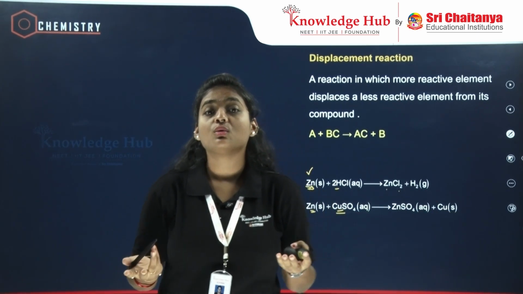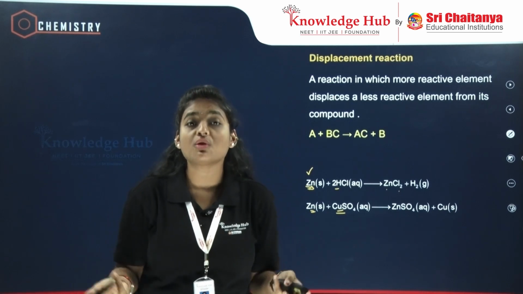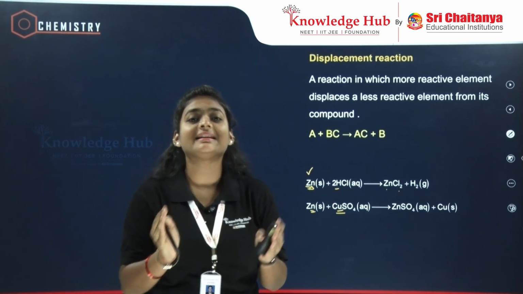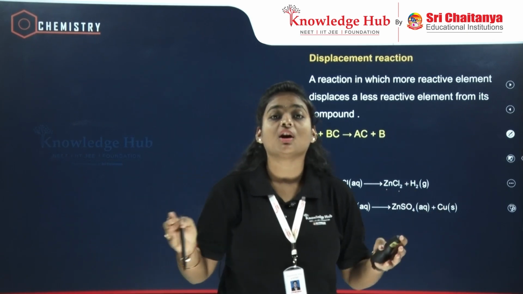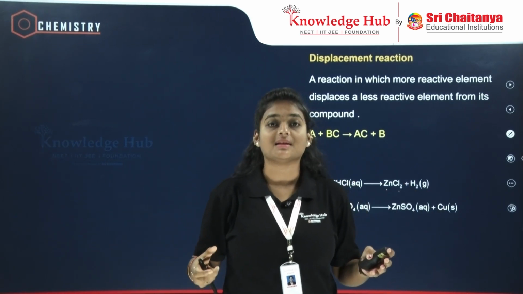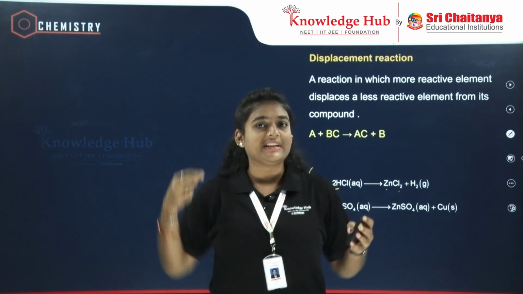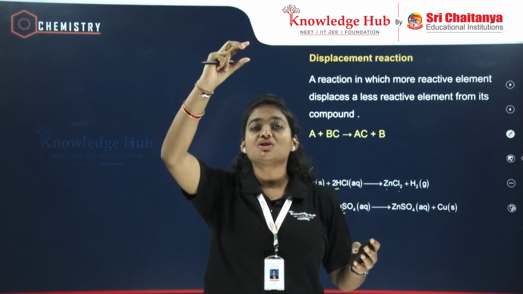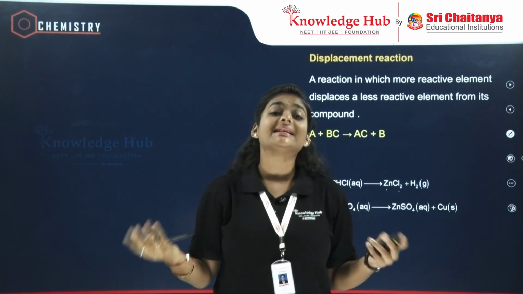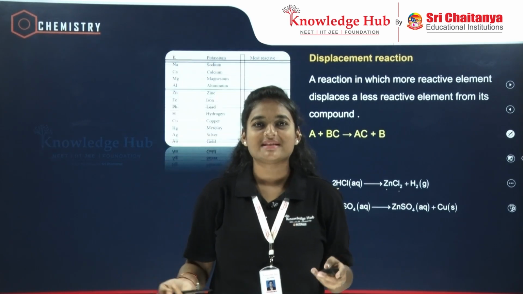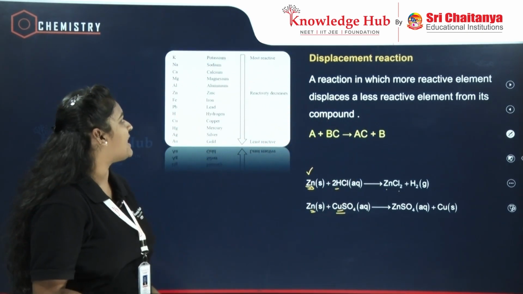Here you must come up with a doubt. Ma'am, how will I know who is more powerful or who is more reactive? That is called a reactivity series, where you will have the order of the metals showing you the reactivity. If something is on the top, it is more reactive. If something is at the bottom, it is less reactive. So what is a reactivity series? Here comes the reactivity series.